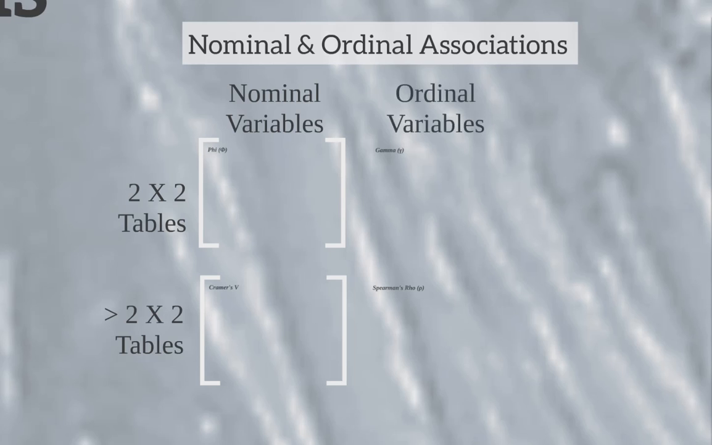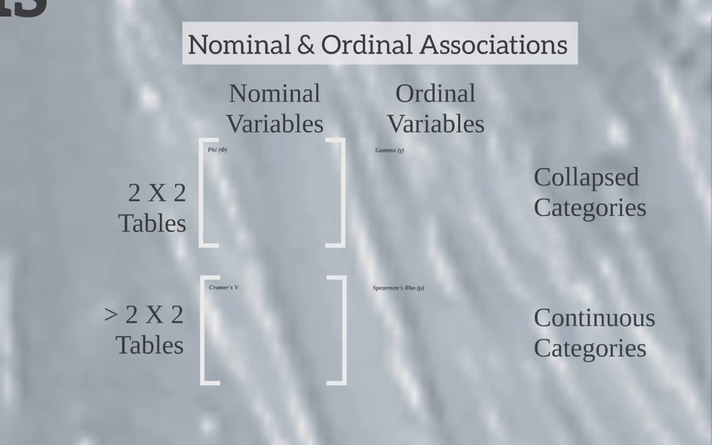We'll also be talking about ordinal variables. We'll be discussing two situations here: ordinal variables with collapsed categories and ordinal variables with more continuous categories. For ordinal variables with collapsed categories, we'll be using gamma. For ordinal variables with continuous categories, we'll be using Spearman's rho. So that's the Greek letter rho.